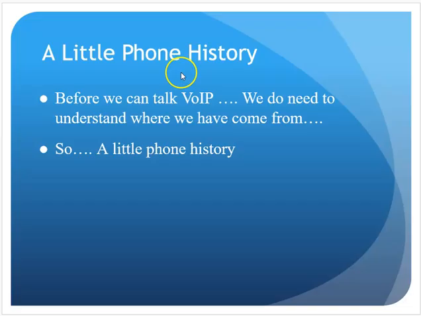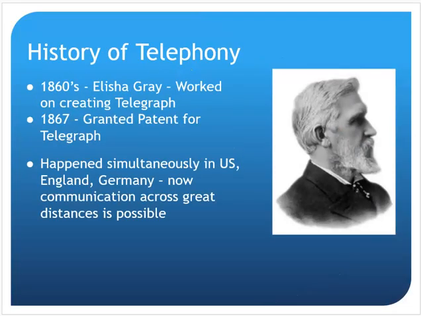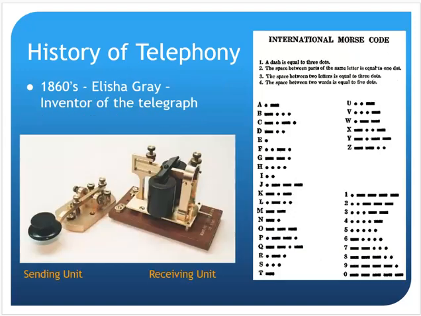So to start off with, let's do a little bit of phone history. If we go back to the 1860s, we have an individual by the name of Elijah Gray working on what was called a telegraph. Got the patent for that in 1867. This was a huge piece of communications technology. With the telegraph, you had a sending unit in one town. The receiving unit would be in the next town down the line, 10 or 20 or 30 miles down the line.